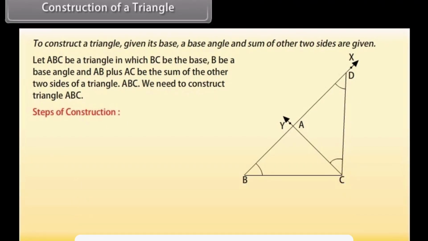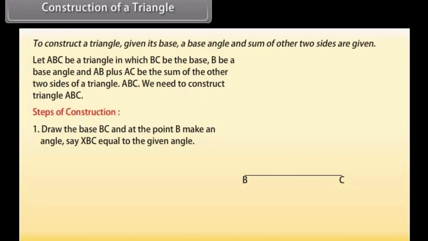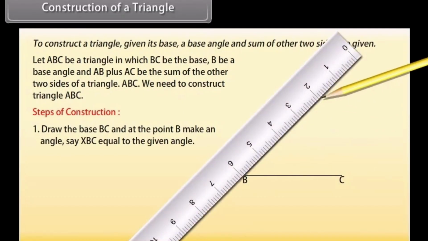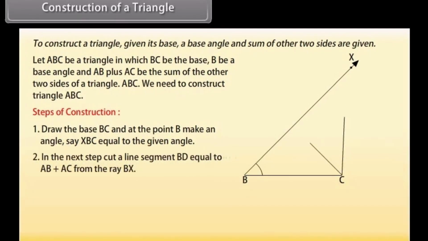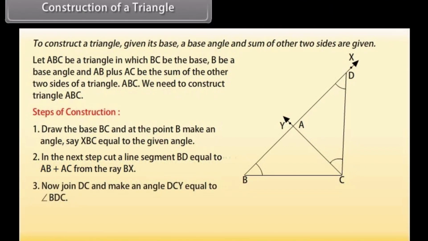Steps of construction. Draw the base BC and at the point B make an angle, say XBC, equal to the given angle. In the next step, cut a line segment BD equal to AB plus AC from the ray BX. Now join DC and make an angle DCY equal to angle BDC. Let CY intersect BX at A. Then ABC is the required triangle.